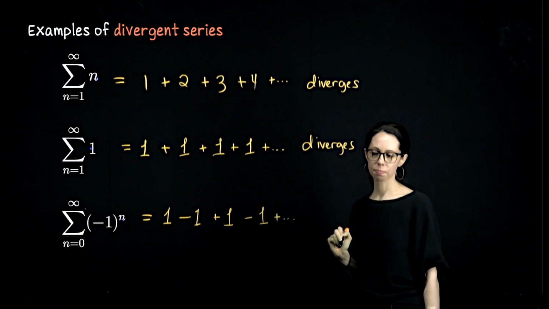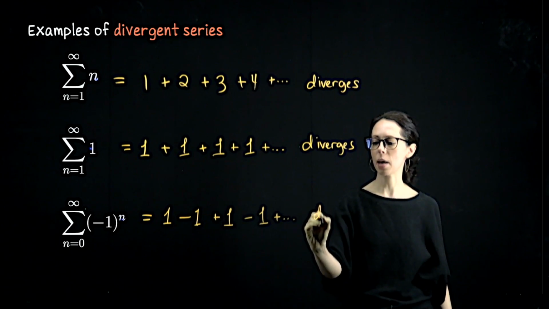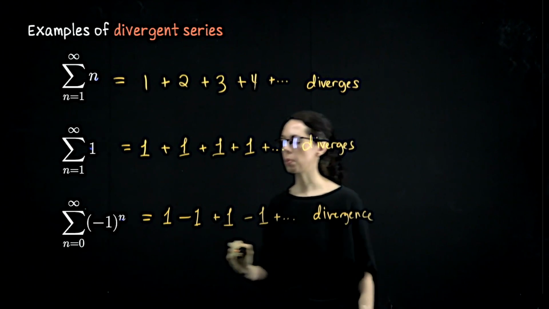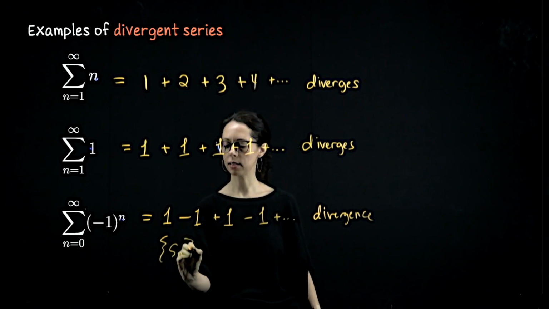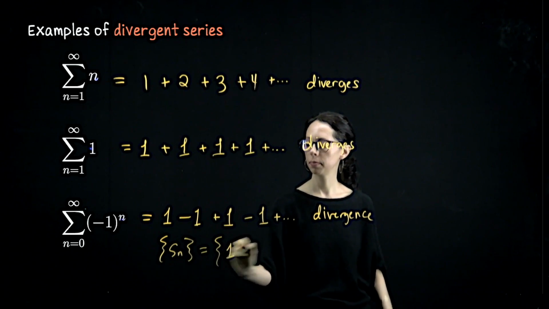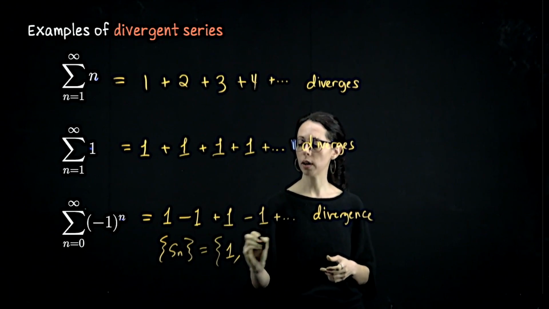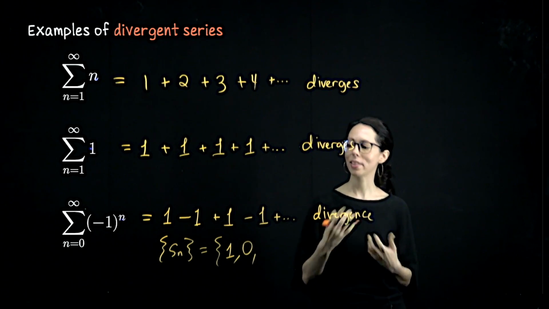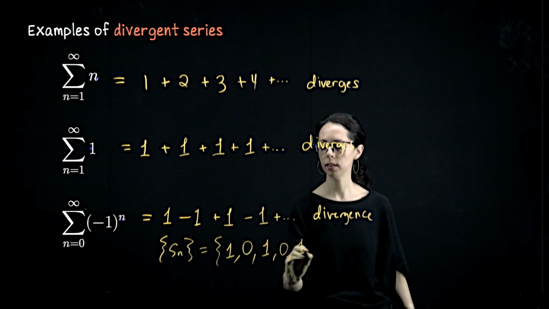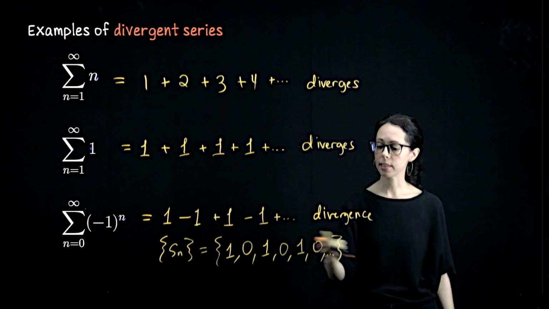This diverges. If you don't see right away why divergence is what's happening here, think about the sequence of partial sums. The sequence of partial sums, in this case, is going to look like 1 as the first partial sum. And then the second partial sum is the sum of the first two numbers, so that's 1 minus 1, 0. And then the third partial sum is 1 minus 1 plus 1, so it's 1 again, and then 0, and then 1, and then 0. This sequence does not converge to a number, so this sequence diverges.